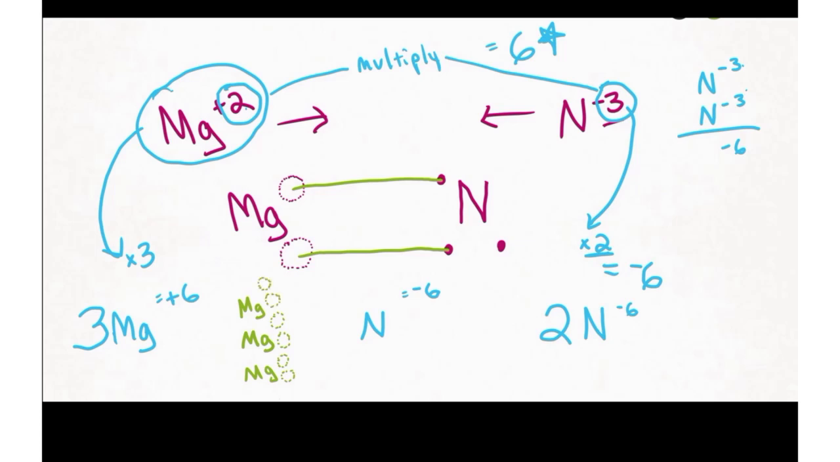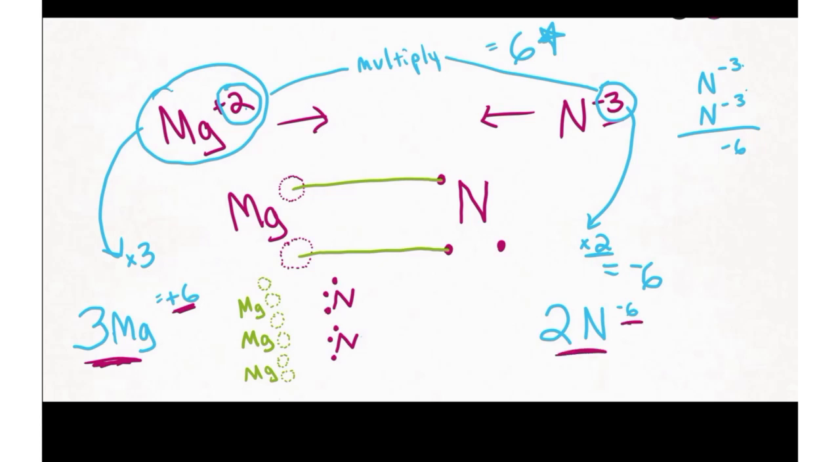So each magnesium needs 2 electrons, and there's 3 magnesiums. Now if we have 2 nitrogens, and each nitrogen has 3 extra electrons that they're trying to get rid of. Those right here. Okay, so we have 3 magnesiums for a total of 6. They need 6 electrons. They've lost 6 electrons. And we have 2 nitrogens, and they have 6 extra electrons.